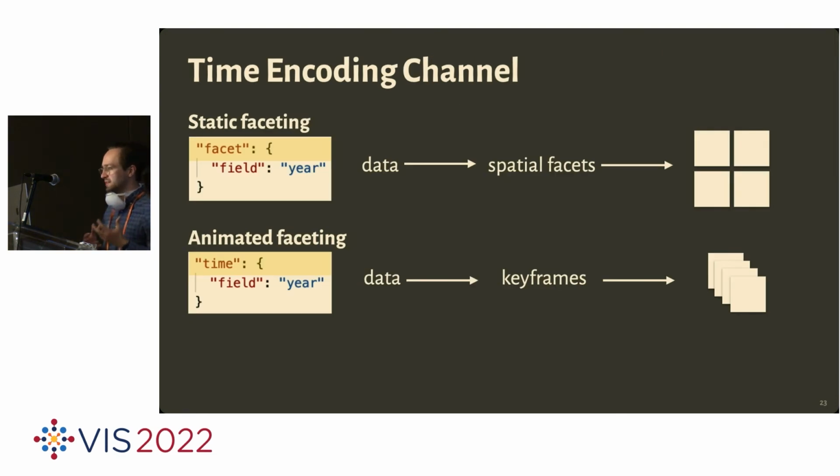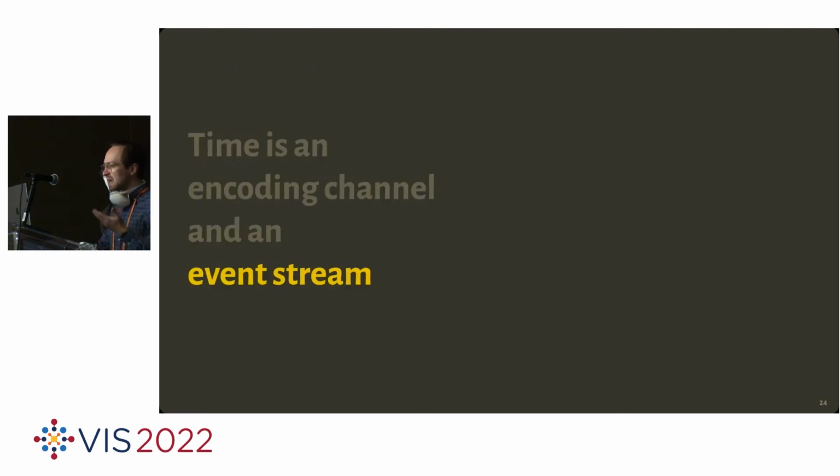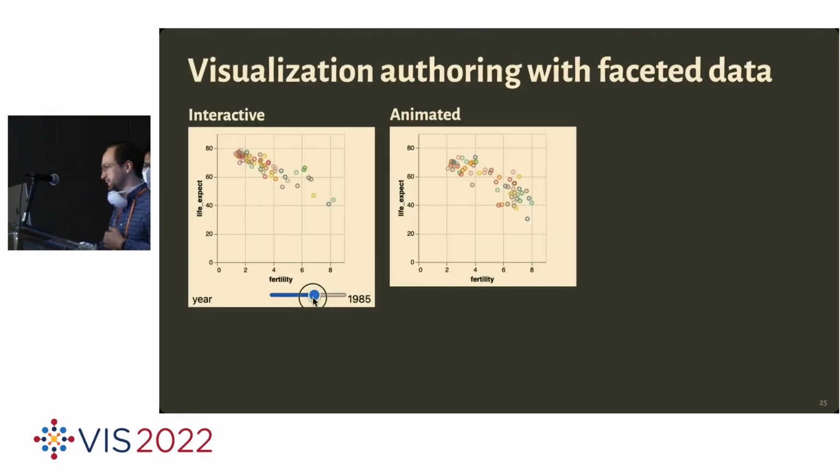Now, how does that translate to the grammar? Well, by simply changing the facet encoding channel to a time encoding channel, we can switch from producing spatial facets to creating data-driven keyframes. We've thus reduced the complexity of switching between these charts to a single atomic edit.